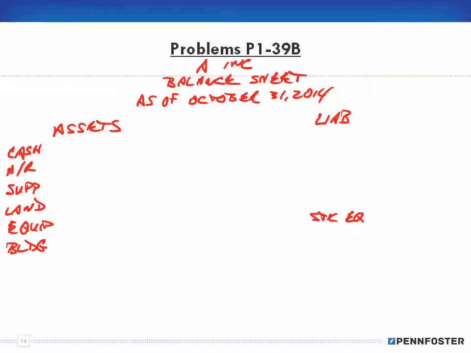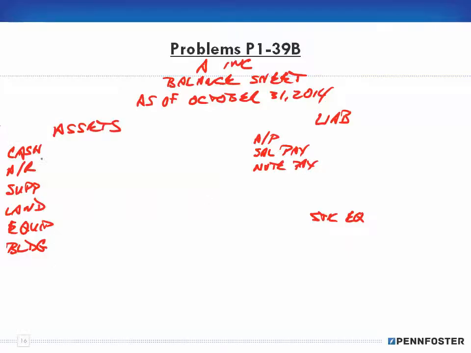I see people write accounts receivable like this, A/R, and they're abbreviating. You're going to lose points because you do that. Okay. The words accounts receivable should be written out, and they should be capitalized and so on and so forth. Okay. Under liabilities, we have accounts payable, and we have salaries payable. We have a note payable.